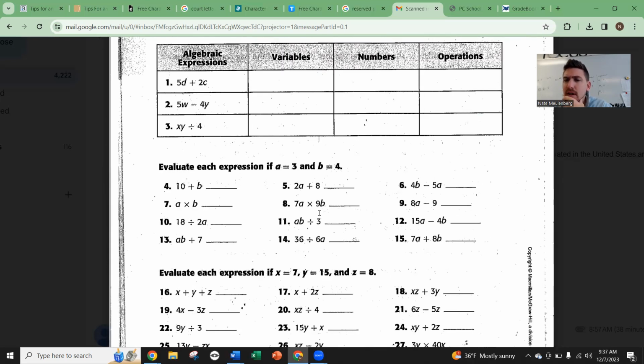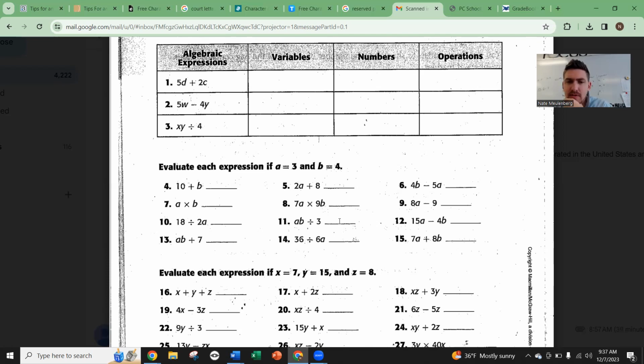You're always going to have to multiply before you divide if it's left to right. So typically it's going to be multiply, like for 11, a times b, and then divide by 3. But you always multiply before you subtract. So 15 times a, and then do 4 times b, and then subtract the 2.